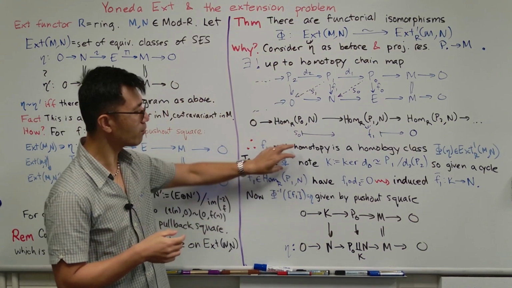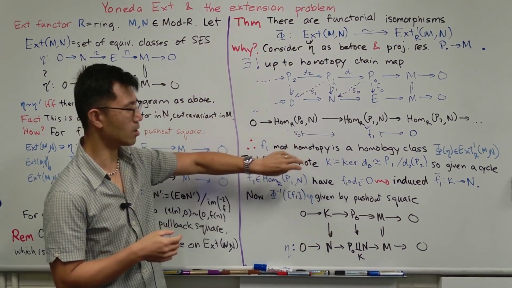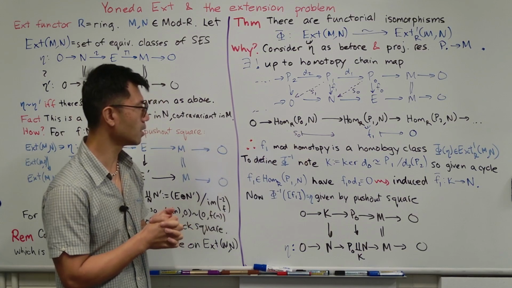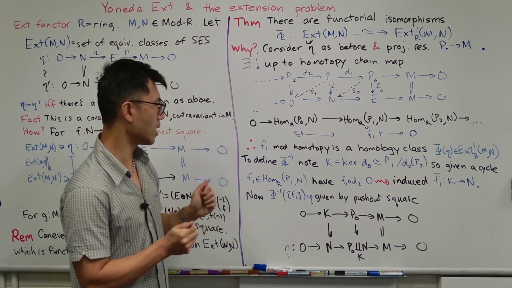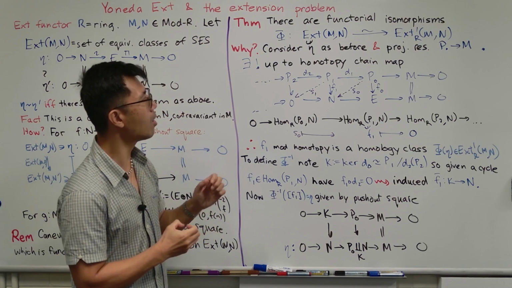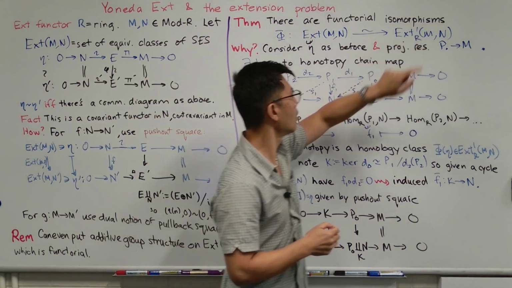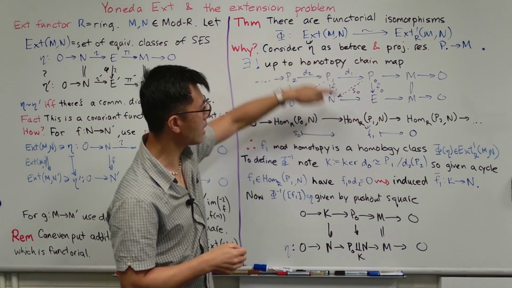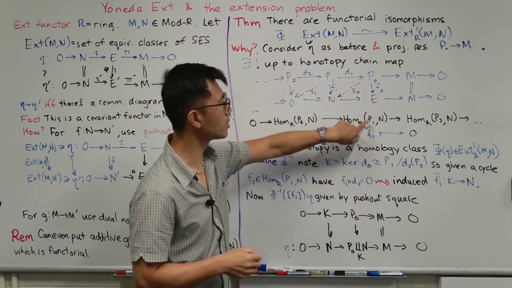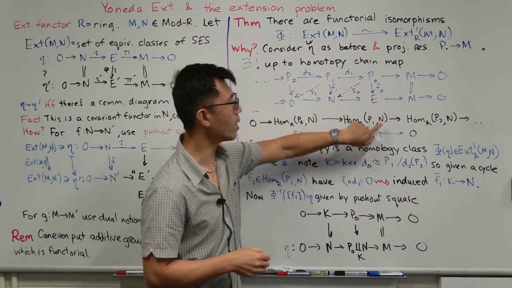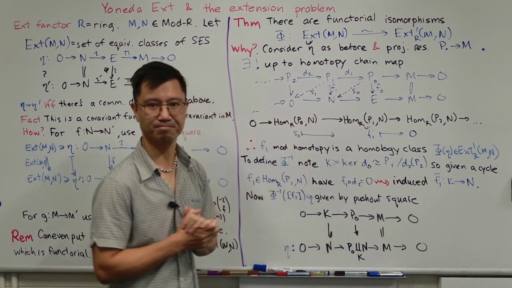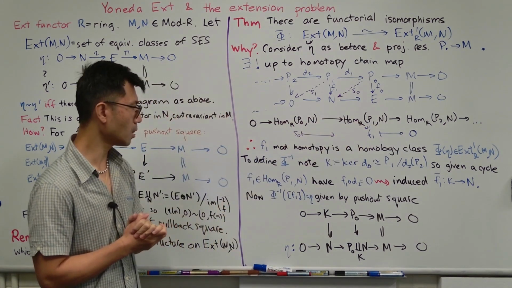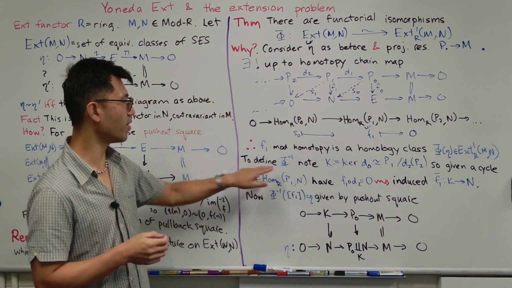I'll show you how you can define this inverse, because this is very nice as well. So let's try to define the inverse, and let's just see how that works. Basically now we're going to have an element inside here, which is a cycle, so an element of Hom_R(P1,N) which maps to 0, modulo something here. So how do we define this phi inverse?